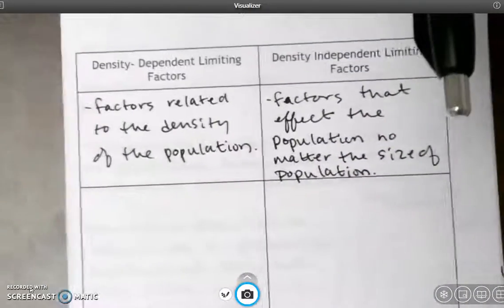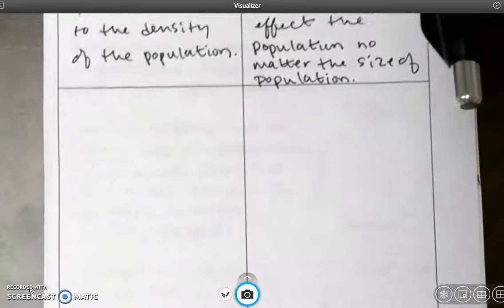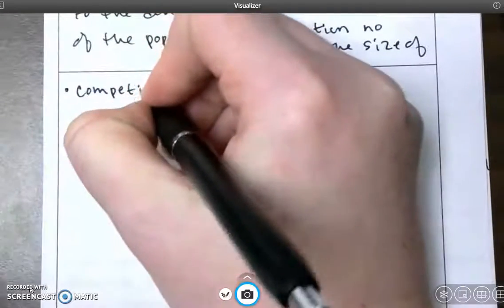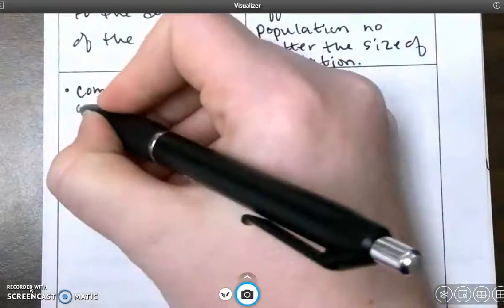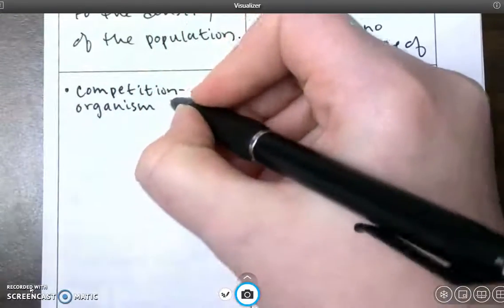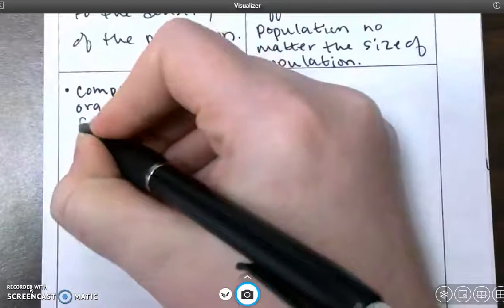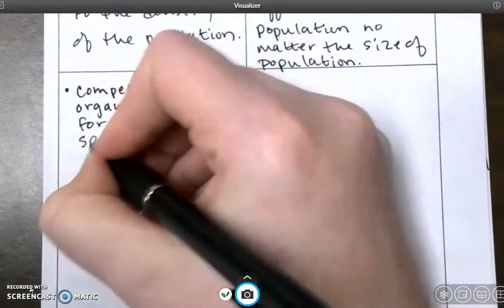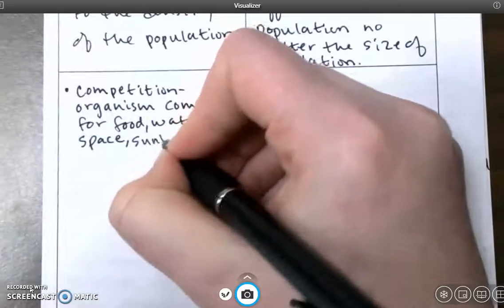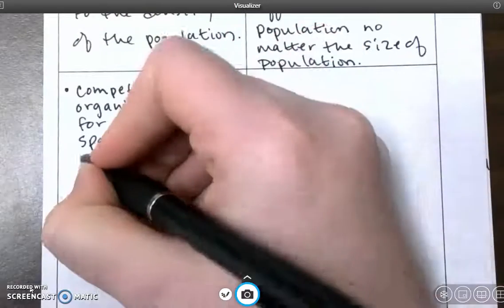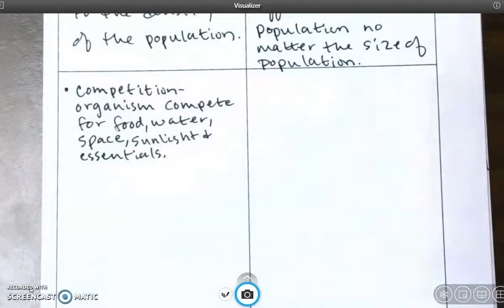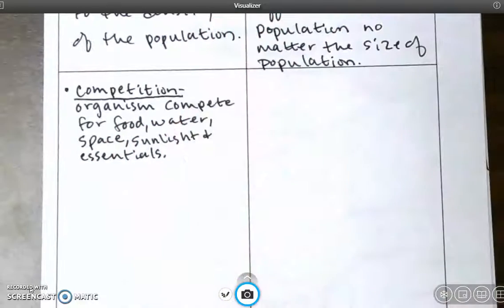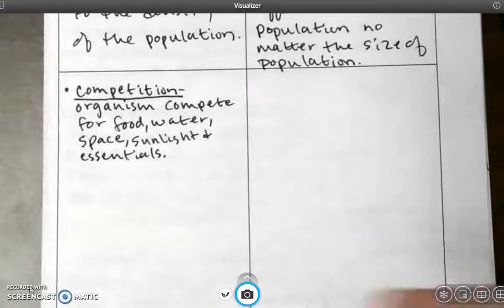So let's list some examples. Let's start with density-dependent factors over here on the left. The first one, competition. Organisms compete for food, water, space, sunlight, and other essentials, other things that they need to survive. Competition is a density-dependent factor. The more organisms there are, the more competition there's going to be.